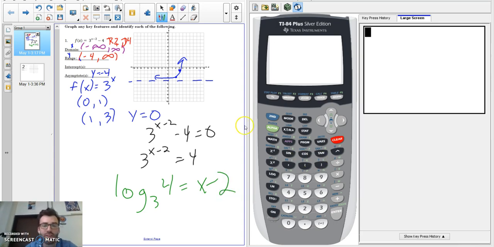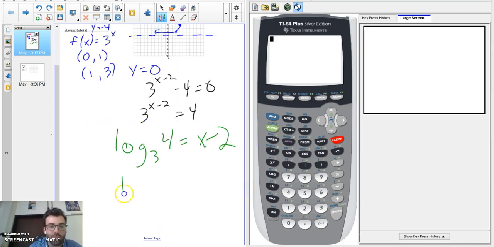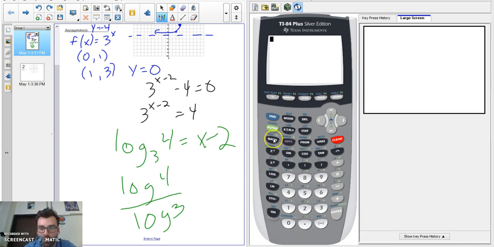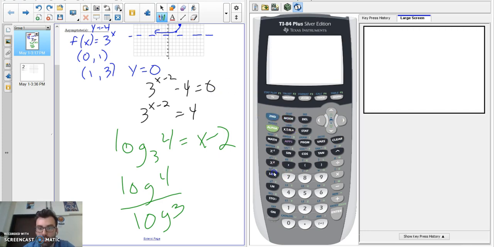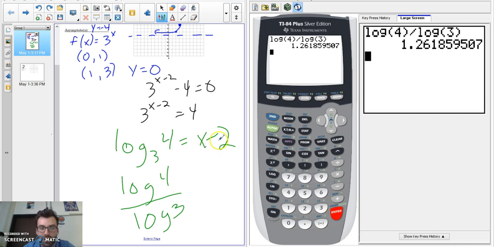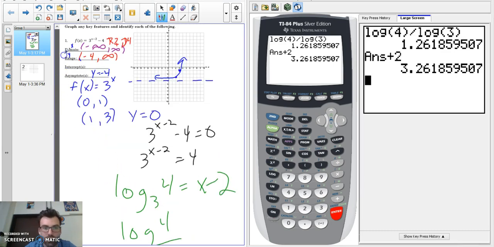With some newer or older calculators, how I'm going to plug this into my calculator is I'm going to do log of 4 divided by log of 3. I'm not sure if this is an older or a newer. Let me find out real quick. This is a newer, but I'm going to do it both ways just for fun. So I'm going to do log of 4 divided by log of 3. Enter. And I'm going to take that number and add 2 to it. So my intercept is 0, comma 3.26.